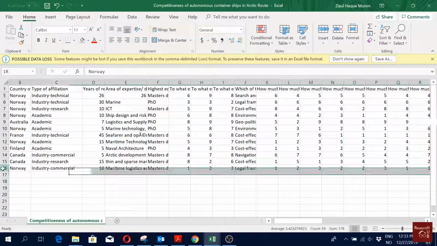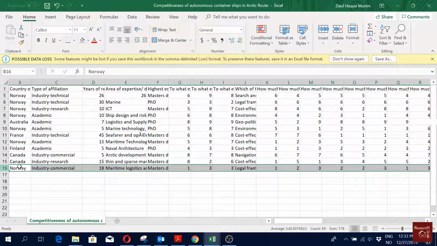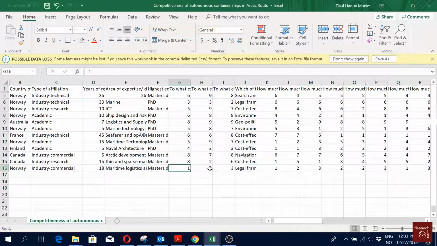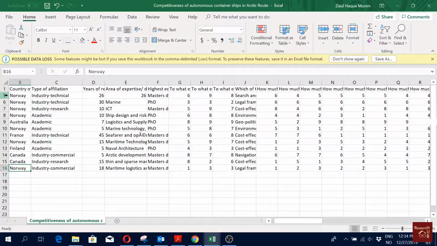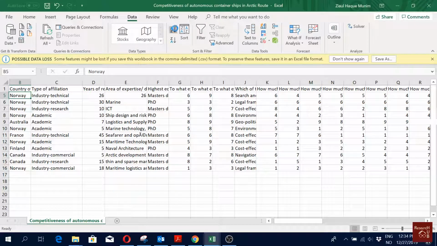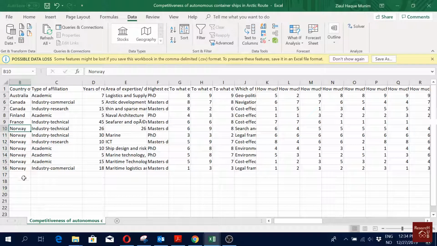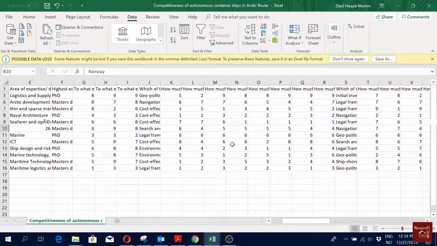Then also there is one more here, which I think there are some kind of mistakes here because their area of expertise is maritime logistics and shipping. Yes, maybe we can actually keep this one. So maybe we can proceed with these surveys. And here I will also do a comparison of Norway and other countries so I can just sort them. So here I have all the Norwegians and here I have the other countries, so I can actually compare these two groups later. Also, I should look a bit for straight lining.